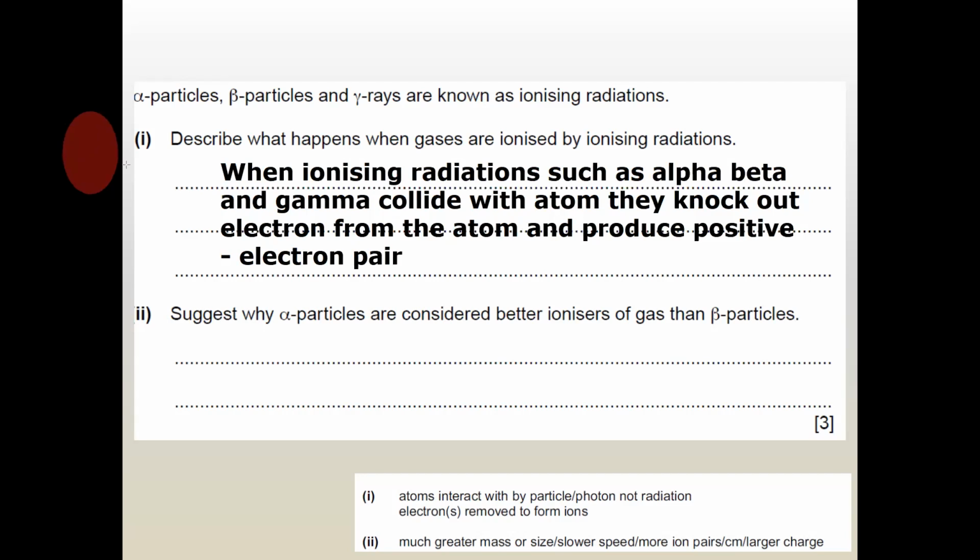So this is what they produce, because for example, if this is an atom and the ionizing radiation such as alpha, beta, and gamma, alpha has the highest ionization compared to beta, and beta has higher compared to gamma. When these radiations collide, they knock out the electron from the atom. As a result, it will turn into an ion because it loses an electron. When an atom loses an electron, it becomes a positive ion. So that's why it produces a positive ion and electron pair.